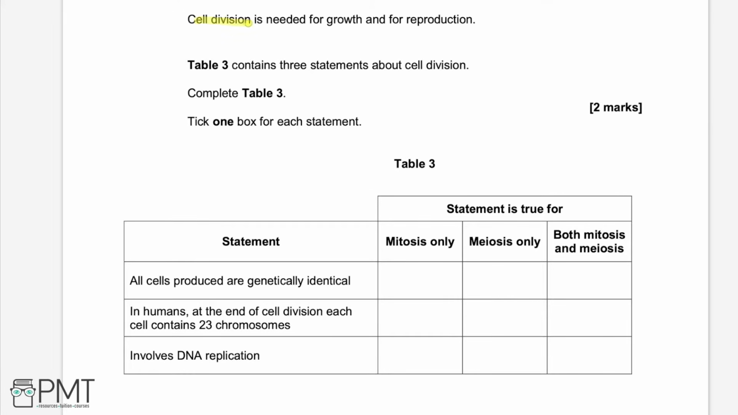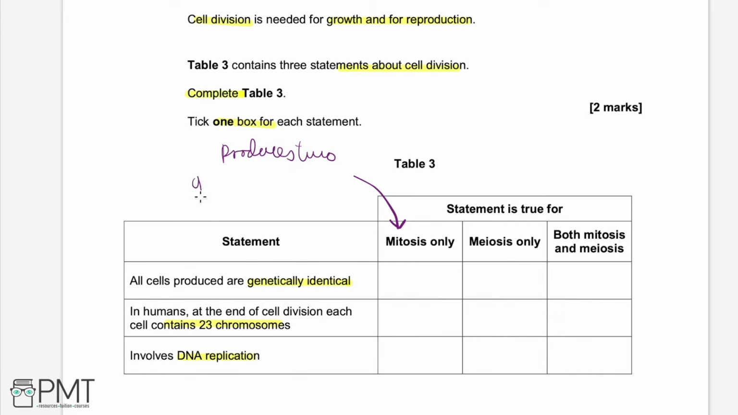Cell division is needed for growth and for reproduction. Table 3 contains 3 statements about cell division. Complete Table 3. Tick 1 box for each statement. Let's have a look at the statements first of all. The first one says that all cells produced are genetically identical. The second says that in humans, at the end of cell division, each cell contains 23 chromosomes. And the third is that it involves DNA replication. And we're asked to state whether these occur in mitosis only, meiosis only, or both mitosis and meiosis.